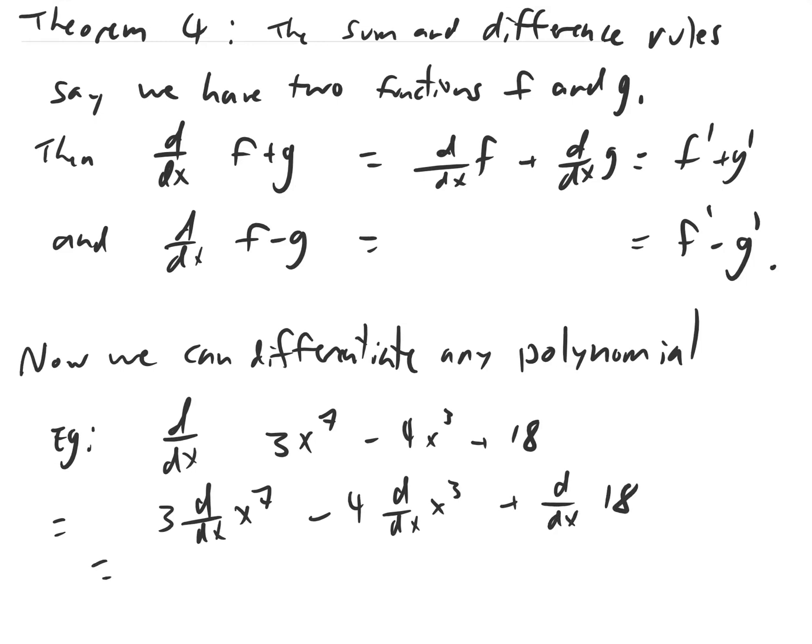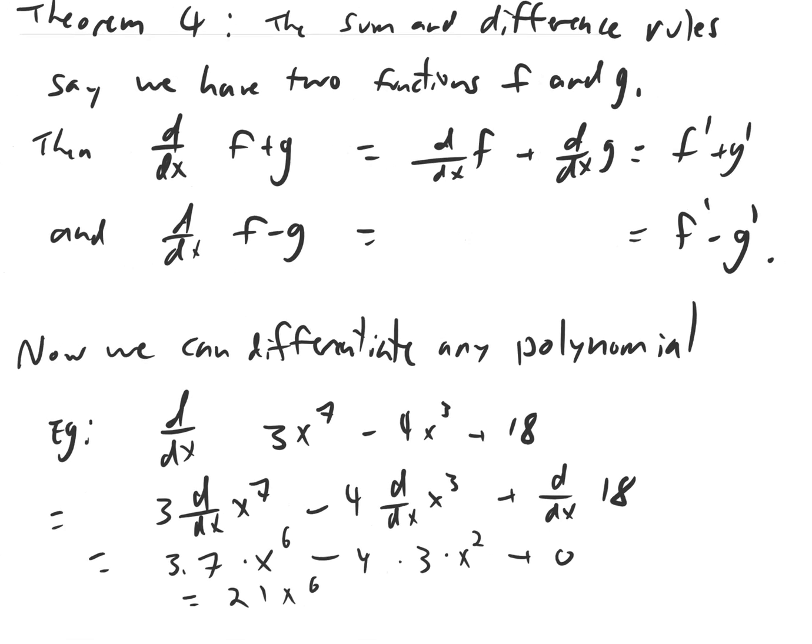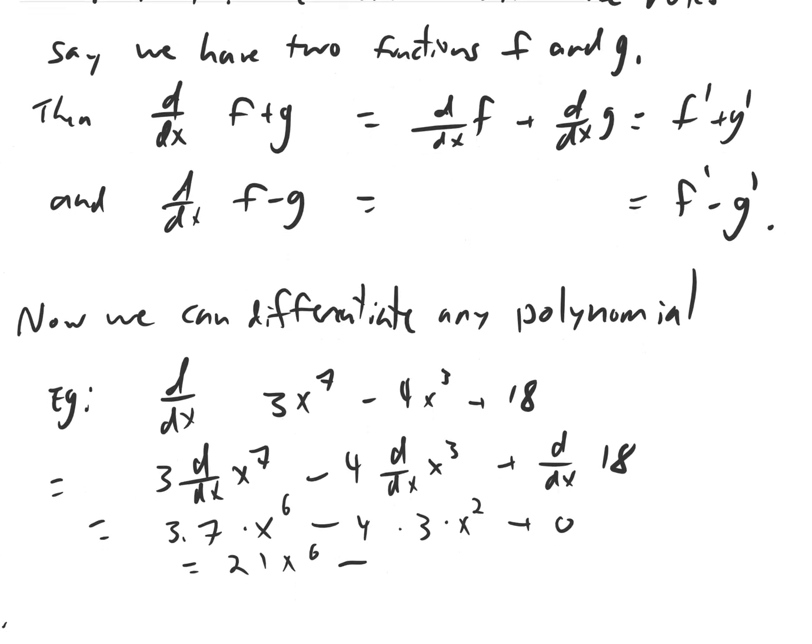We'll use the power rule on the first two terms. So we get 3 times 7 times x to the 6th minus 4 times 3 times x squared, and then the derivative of a constant is 0. Simplify as much as is useful to you. Don't spend a lot of time simplifying on tests.